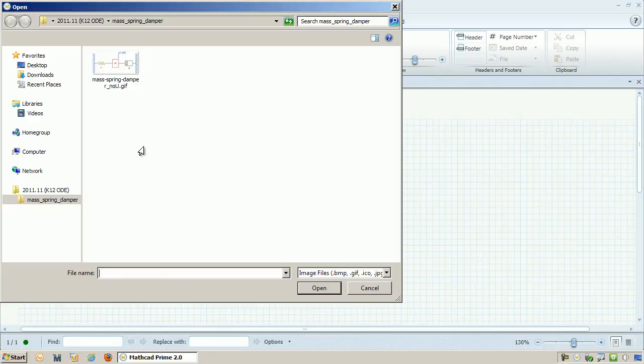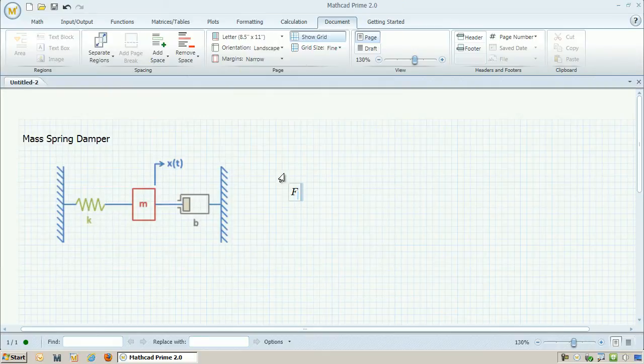I will also pick an image to insert into this document so you have an idea of what I'm trying to model. Next, I define the equation for the force provided by the spring, which is just negative k times x. Notice that x is dependent on t, which makes the force dependent on t.